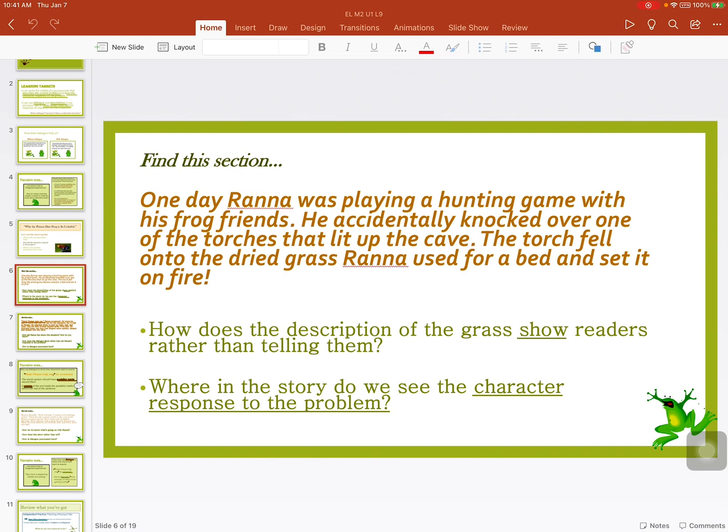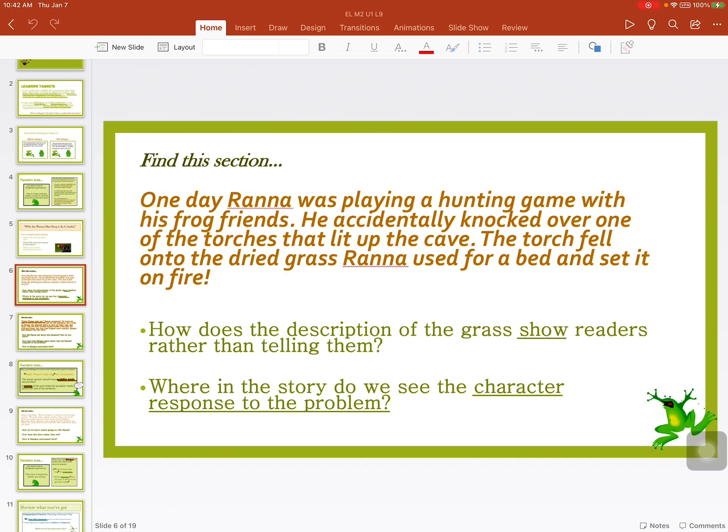One day, Rana was playing a hunting game with his frog friends. He accidentally knocked over one of the torches that lit up the cave. The torch fell onto the dried grass Rana used for a bed, and set it on fire.